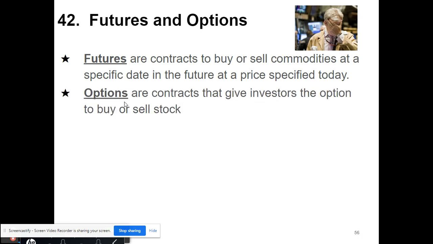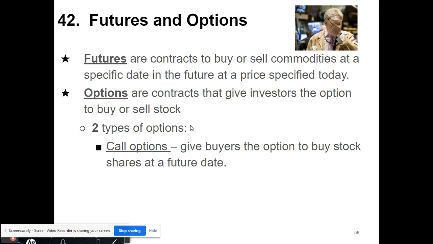And you can go with options. Contracts give investors options to buy or sell the stock. So if you're going to bet that the price is going to go down, you're going to want to be able to sell it at the current price. If you're going to want to buy it, wait, if you want to buy it if you think you can get a lower price in the future. So basically, you're guessing on whether the value is going to go up or down in the future.